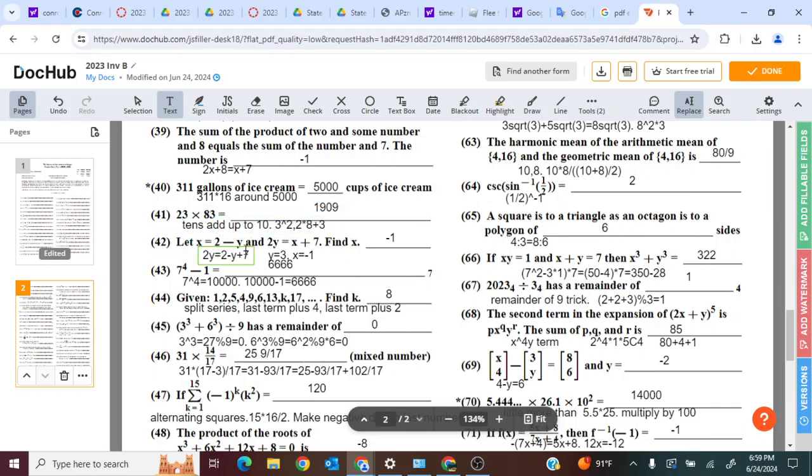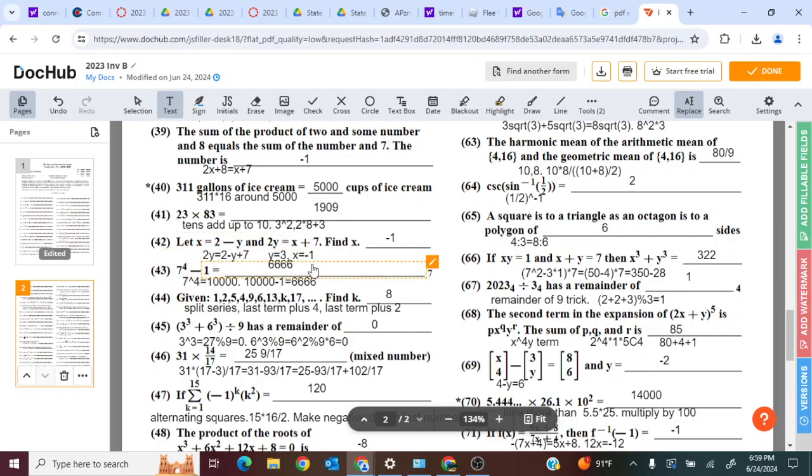Let x equals 2 minus y, and 2y is equal to x plus 7. It's easier to start figuring out what y is first. Replace this x right here with 2 minus y. You do that, you get 3y is equal to 9, y is equal to 3. And then you can see that x is equal to negative 1 because of that.